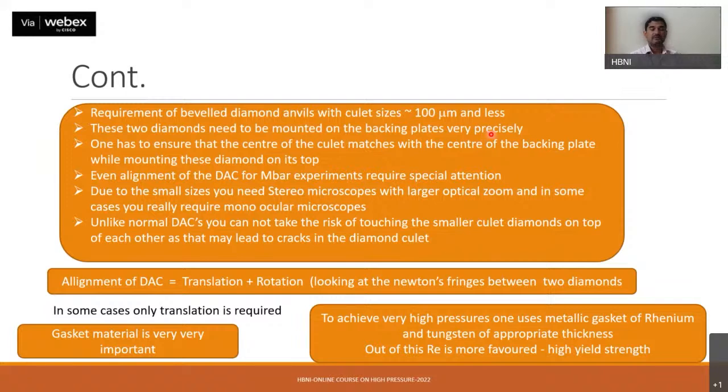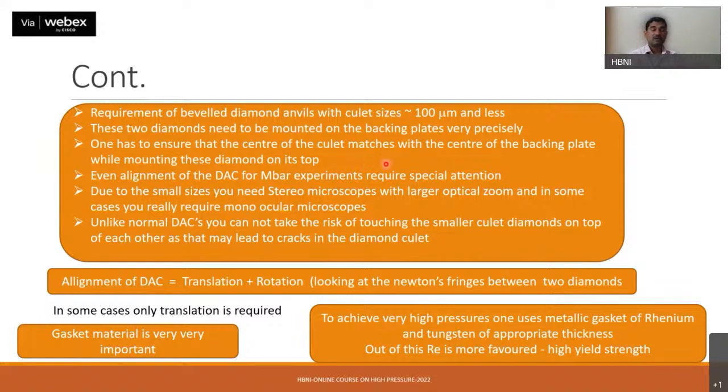The diamonds which we are using for the diamond anvil need to be mounted on the backing plates very precisely. Each and every step of high pressure work, starting from choosing proper anvils, choosing proper diamonds, mounting them, aligning them, if you want to go to higher pressure, becomes very, very meticulous. One has to ensure that the center of the culet matches with the center of the backing plate while mounting these diamonds on top.